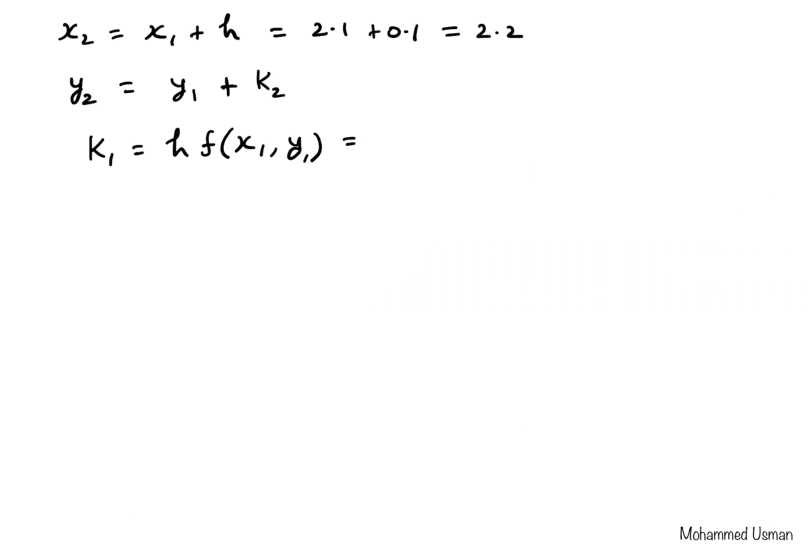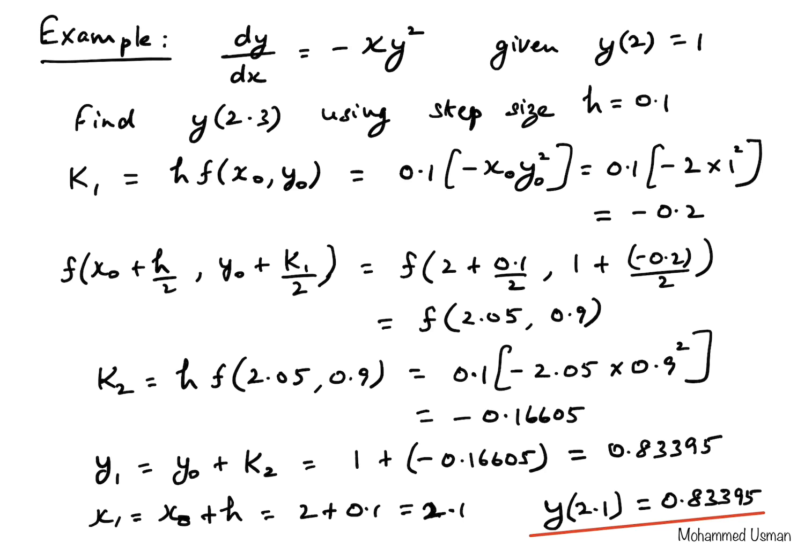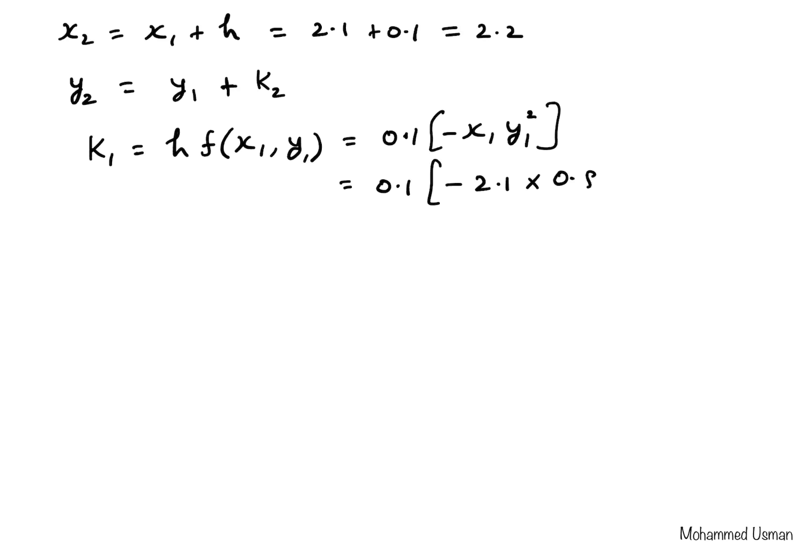So that will be equal to 0.1 into minus x1 y1 squared, because our function is minus xy squared. Let me write it in the next line. That will be 0.1 into minus x1, which is 2.1, into y1, the previous answer we got, which is 0.83395, squared. So when we compute that, we get the value of k1, which is equal to minus 0.14605.